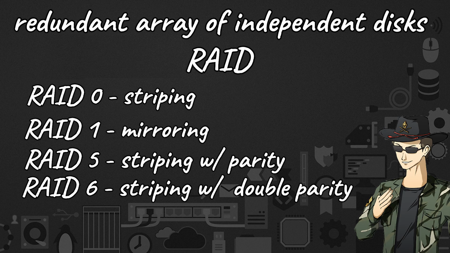We have RAID 6, which is striping with double parity. It's like RAID 5, but additional parity is stored on another drive. So in our 5-drive setup, we would have 3 drives for all the information and 2 drives for the actual checksum or parity of the actual data itself. So it's just double checking to make sure that all the data is going across as it should be.